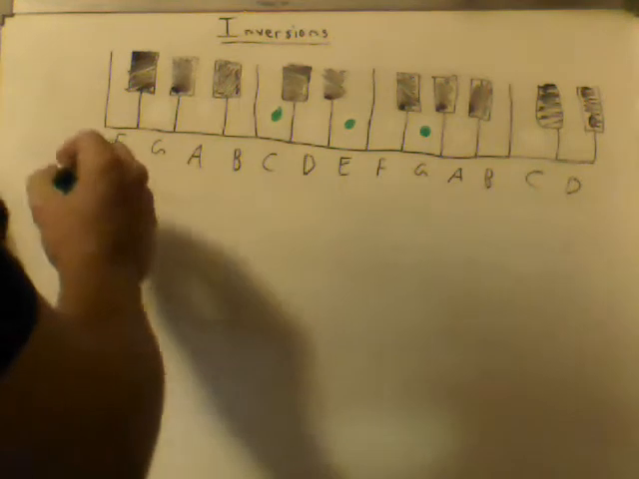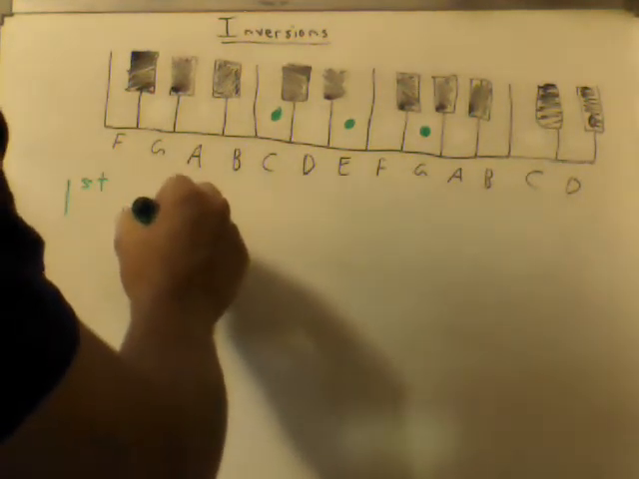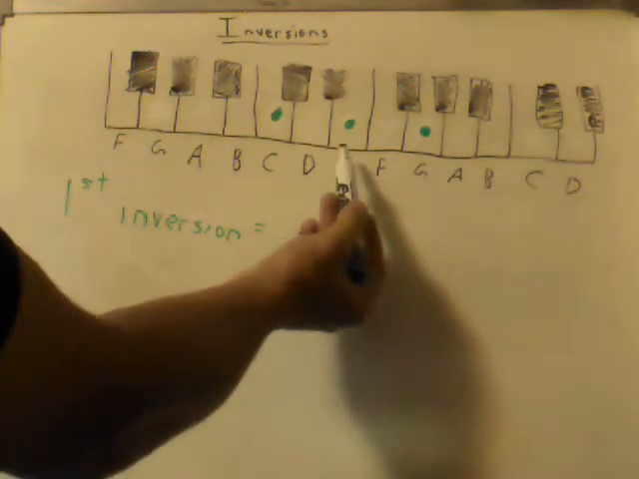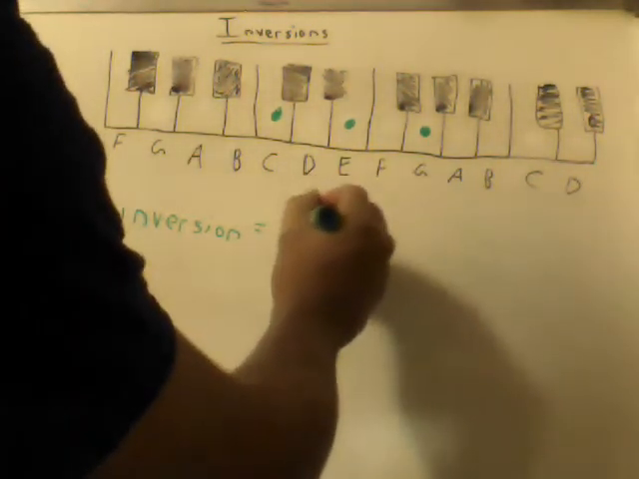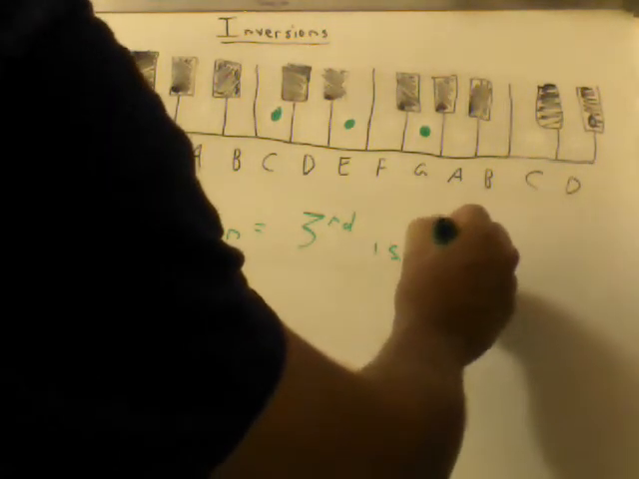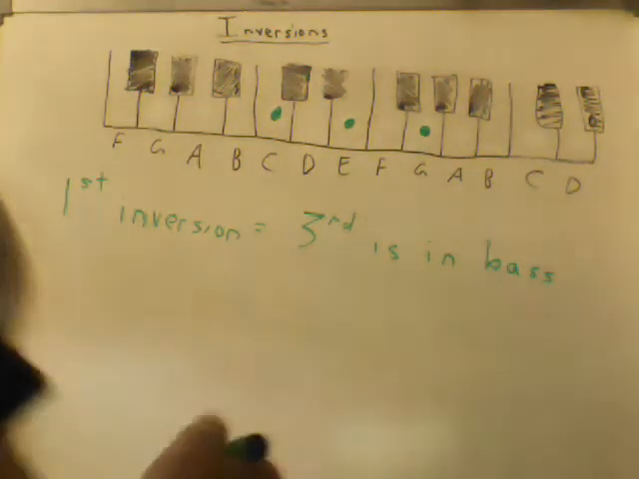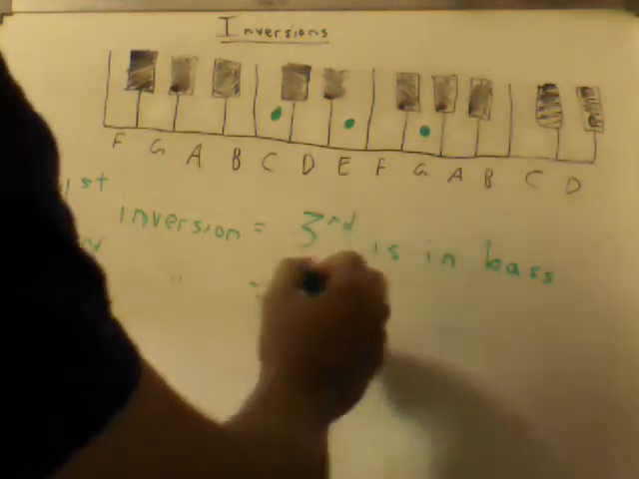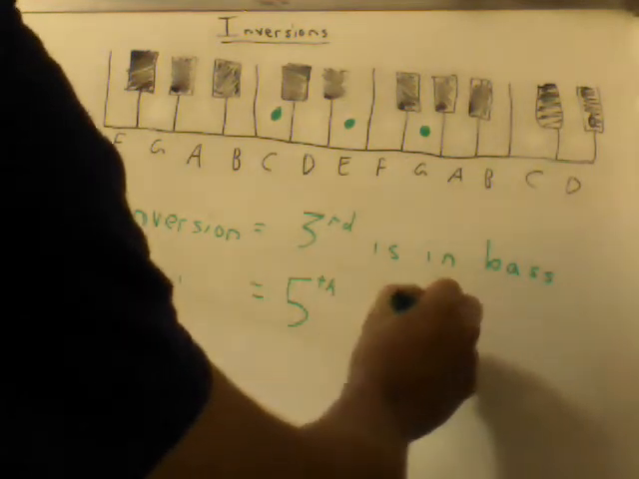So the first inversion is when you take the third and you put it in the bass. So the third is in the bass. What does in the bass mean? It just means it's the lowest pitched note in the chord. A second inversion is when the fifth is in the bass.